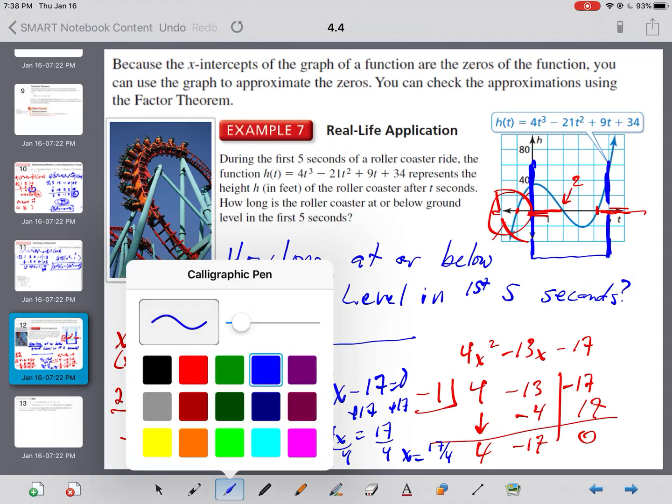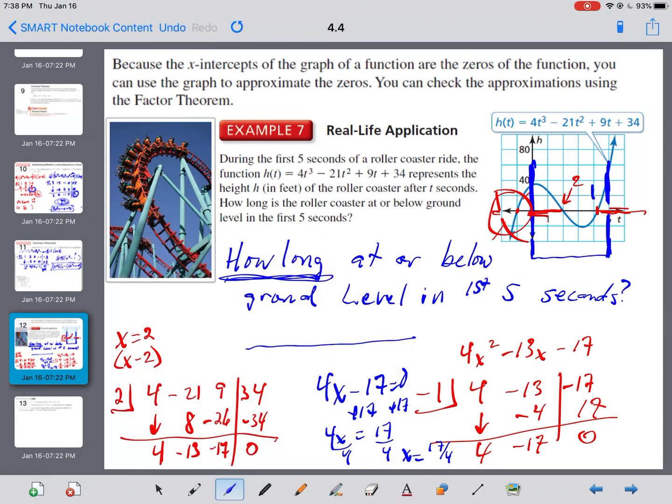So it goes from 2 seconds, I'll do it in blue, to 4.25 seconds. So how long does it take to get from 2 seconds to 4.25 seconds? Well, it takes 1, 2, and just a little bit more. So it's 2.25 seconds is how long it is at or below ground level in the first 5 seconds of its journey.